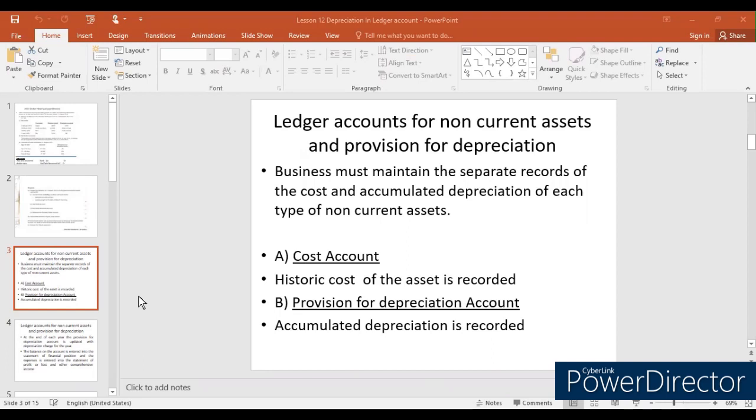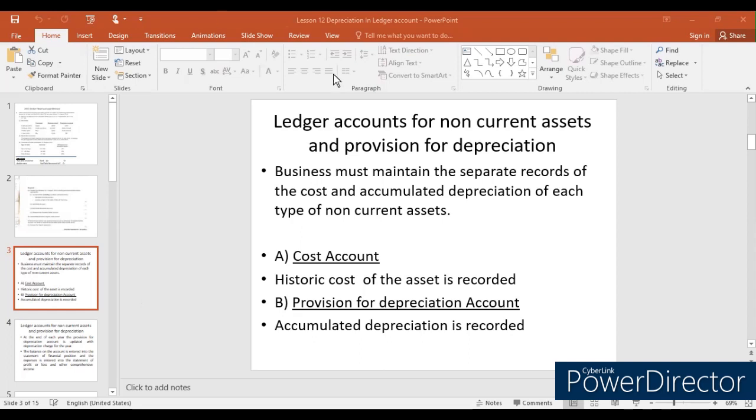Here, a business must maintain separate records of the cost and accumulated depreciation of each type of non-current asset. We are mainly concerned with cost accounts, where the historical cost of the asset is recorded, and the provision for depreciation account, or accumulated depreciation, is recorded here. So these are the two main accounts we must maintain. If you know how to record them, then you can do any ledger accounts under this.